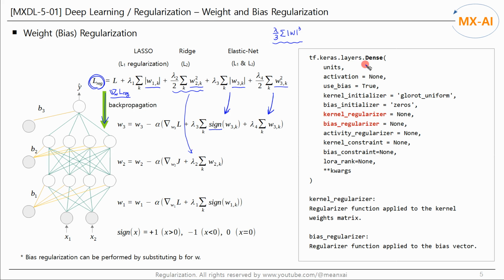This can be easily implemented using the Keras dense layer. The kernel regularizer allows you to implement weight regularization according to the formulas on the left. Here you can specify L1, L2, or L1 and L2 regularization. The bias regularizer allows you to implement the bias regularization. The regularization terms applied by the dense class are added to the loss function. We will cover the activity regularizer in the next video.